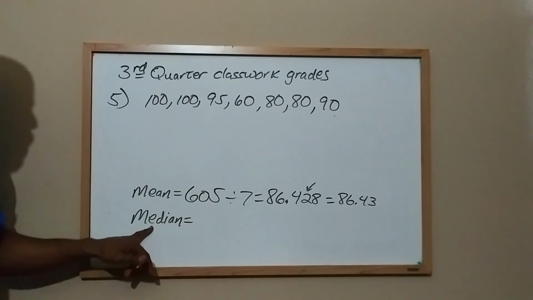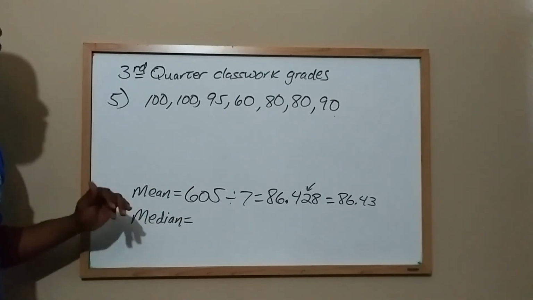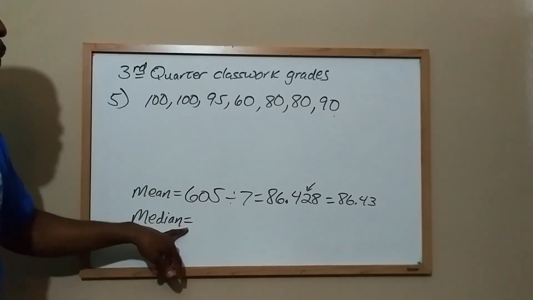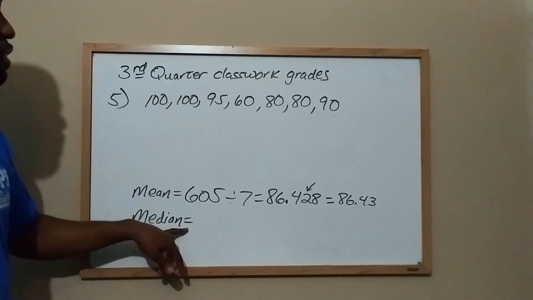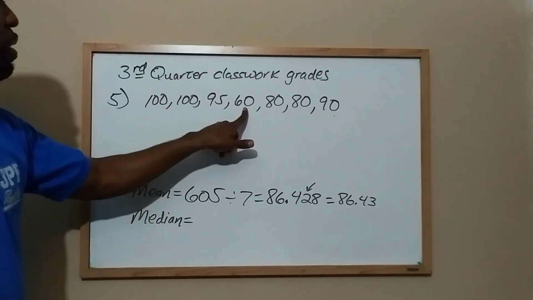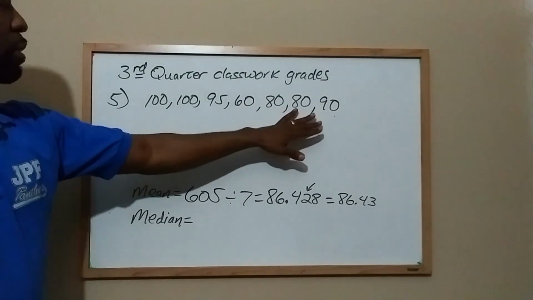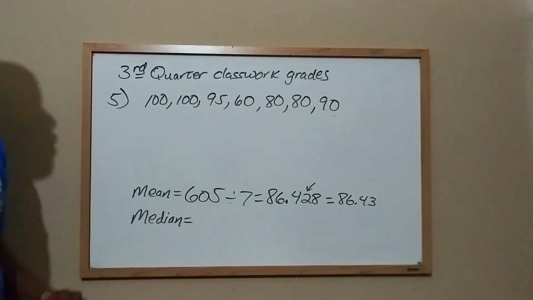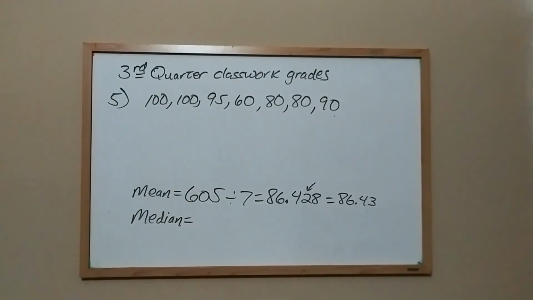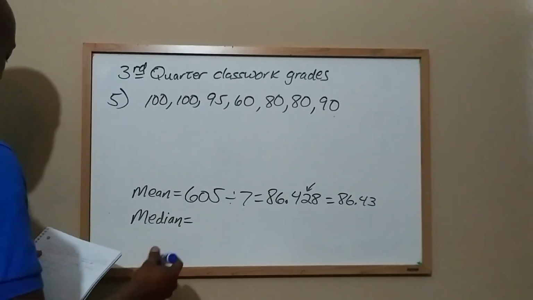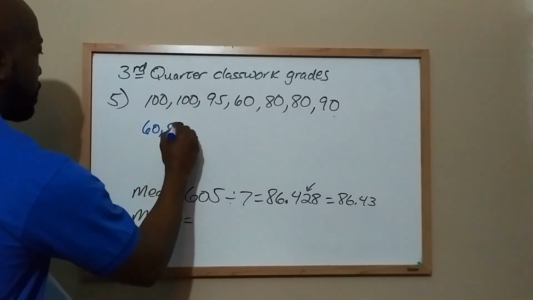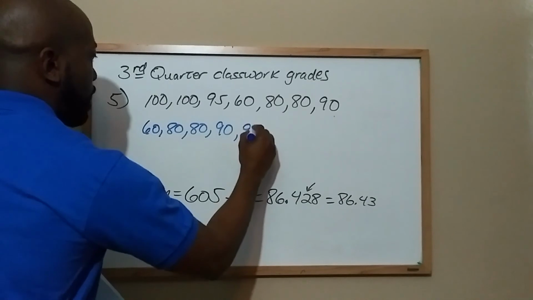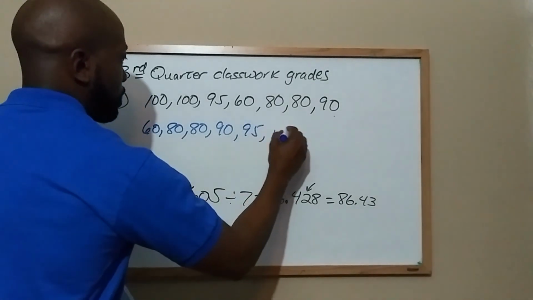Now let's look at the median. For the median, keep in mind the first thing we need to do is put the numbers in order from least to greatest. Because if you did not put the numbers in order and you just used the eye test, you would think that 60 would be the middle number. That describes the center of this data set, but it's not 60. So let's put them in order from least to greatest first. So we'll have 60, 80, 80, 90, and then 95, 100, and 100.